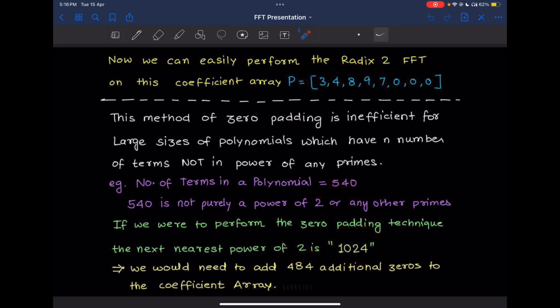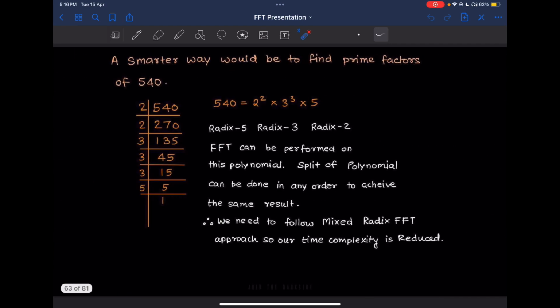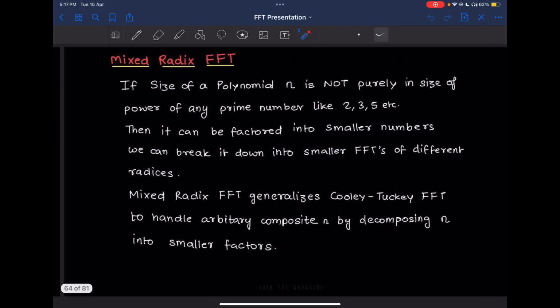So we would need to add 484 additional zeros to the coefficient array, and that is quite an inefficient process, right? So what can we rather do is we can figure out the prime factors of 540, and then we obtain this power of 2, power of 3, and 5. So we can perform radix 5, radix 3, and radix 2 FFT for a more efficient computation.